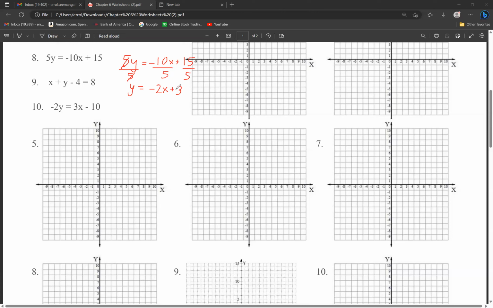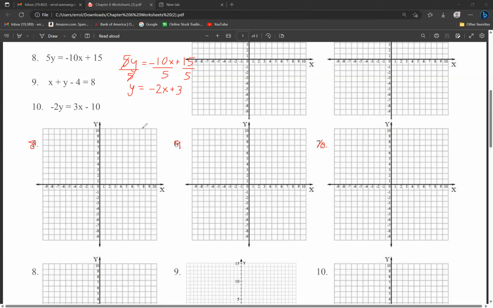Okay, so this is 8. Let's just do 8 right here. This will be 8, that'll be 9, that'll be 10. This is 8, this will be 9, and this will be 10.